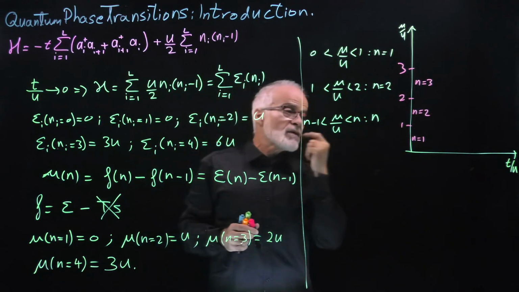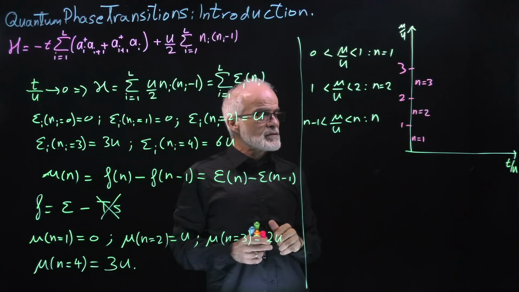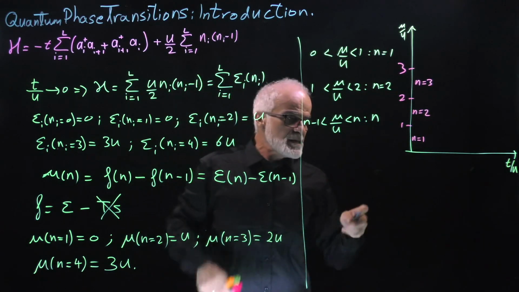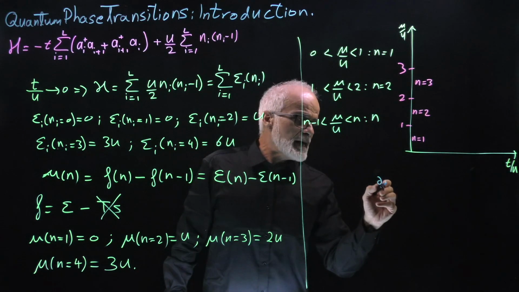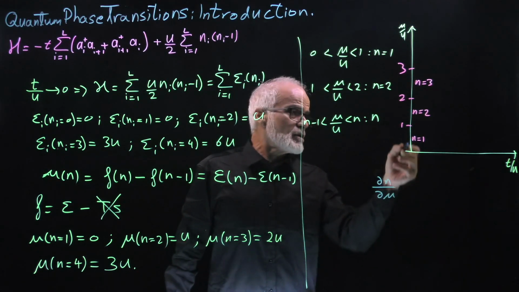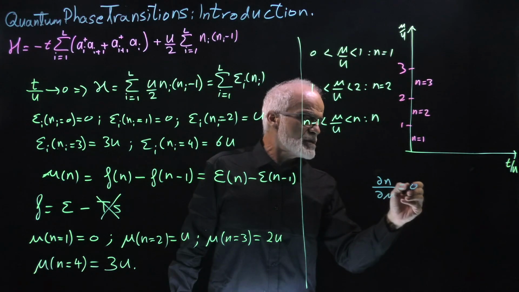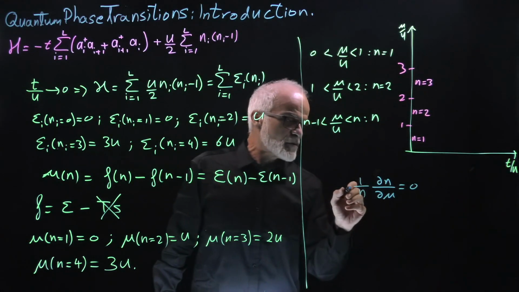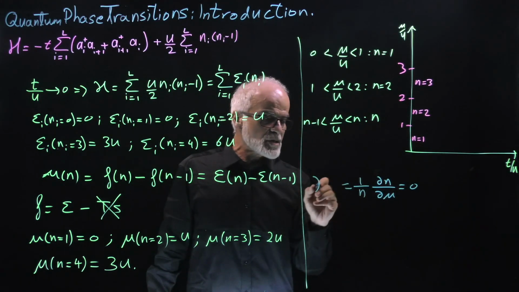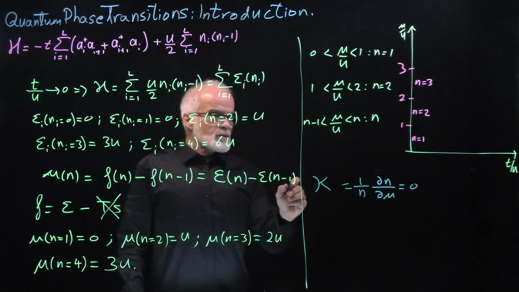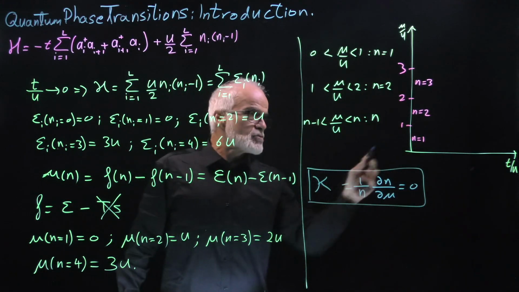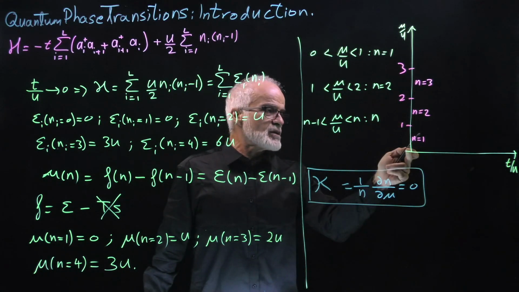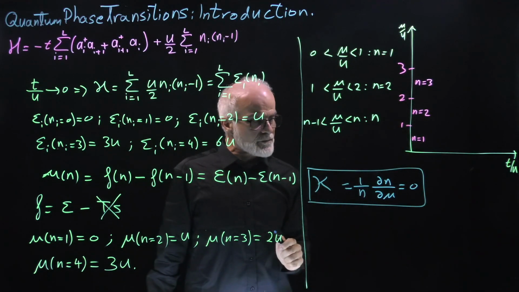So you see, we have a finite interval of chemical potential where the density remains constant. That means if I take dn by d mu here or here or here, it's equal to 0. But you remember from thermodynamics or statistical physics that 1 over n times dn by d mu is just the compressibility. So what we have found then is that we have these regions where the compressibility is 0. So this is an incompressible phase, and so on.